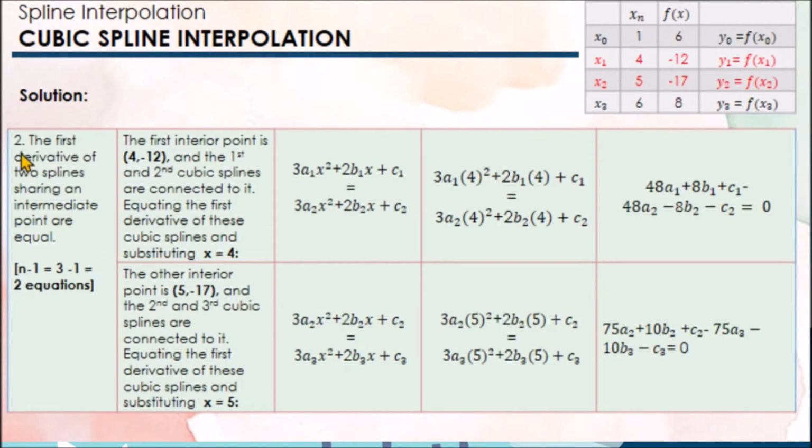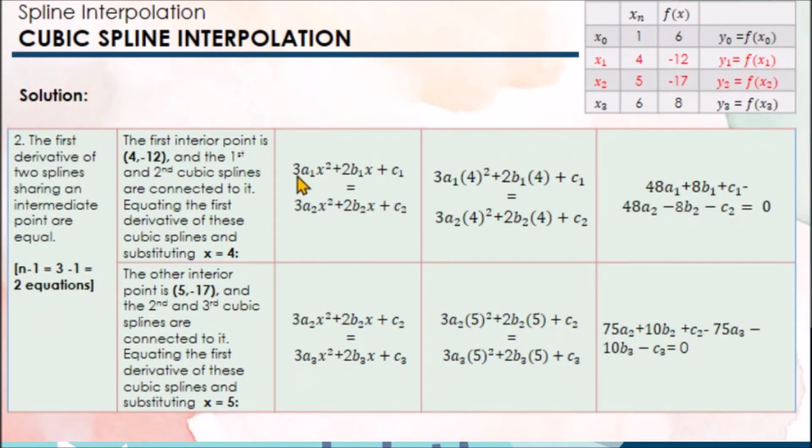So, here it is. The first derivatives of two splines sharing an intermediate point are equal. So, we have n minus 1, which is equal to 3 minus 1, so that is 2 equations. We will consider points 4, negative 12 and 5, negative 17 because they are the intermediate points. The first interior point is negative 12, and the first and second cubic splines are connected to it. So, equating the first derivatives of these cubic splines and substituting x equal to 4, we need to equate the first and second cubic splines.